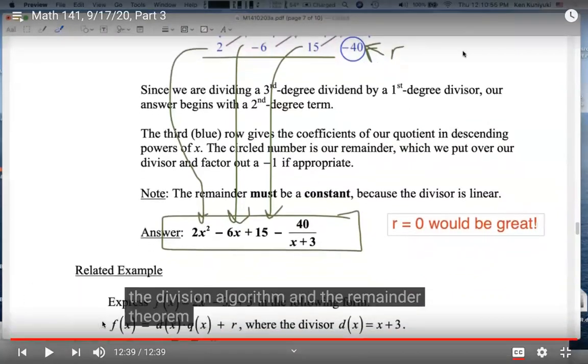Okay, any questions about the process of synthetic division? It's a matter of getting used to it. And you do need the zeros for the missing terms, even more so than long division. You really need them here. Any questions?